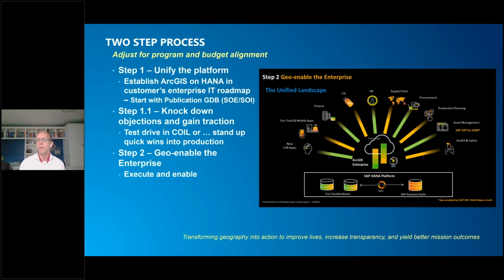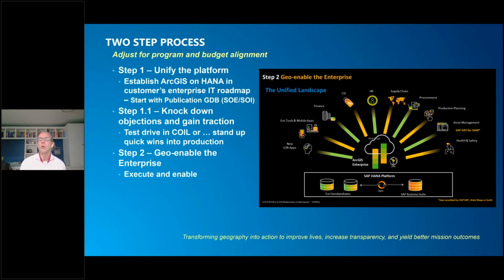Let's put at least some of Esri's technology into HANA, usually starting with a publication geodatabase, some kind of system of engagement or system of insight. The specific use case, again, is not particularly material. Typically there are going to be some folks who look at this change as something that's going to hurt them. So let's try to knock down some of those objections and gain some traction.